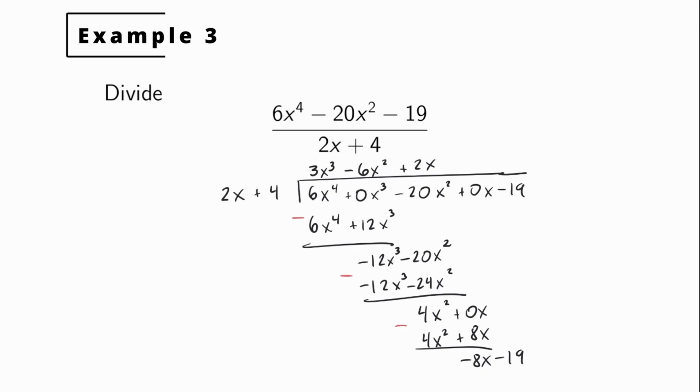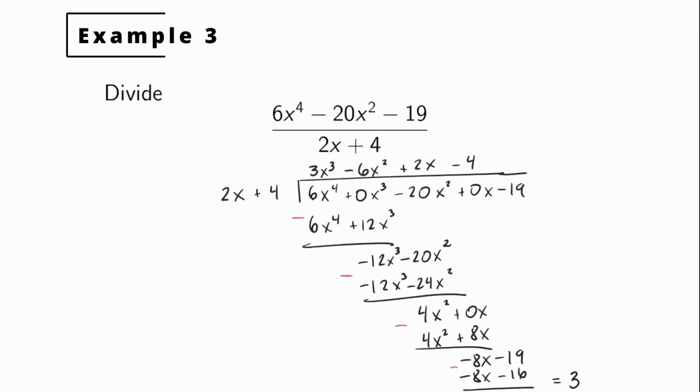We multiply, what do we multiply 2x by to get negative 8x? We multiply 2x by negative 4. So the last term in our quotient is negative 4. If we do that now, we get negative 8x minus 16. And so for our remainder, I ran out of space here, but negative 8x minus negative 8x is 0. And then negative 19 minus negative 16 will give us positive 3. I ran out of space here, so I'll just write it off to the side.